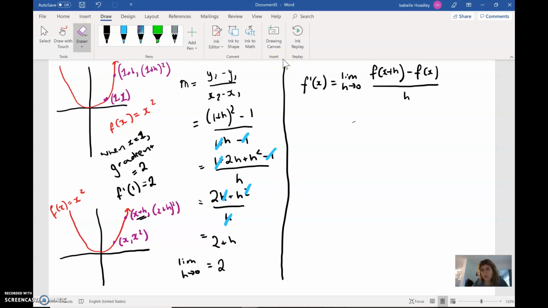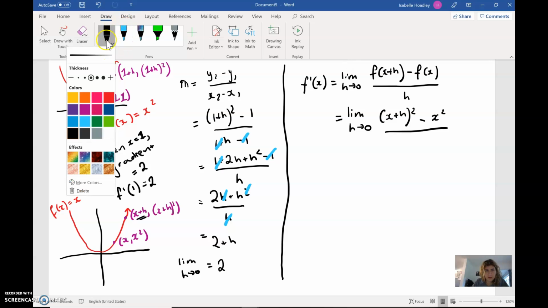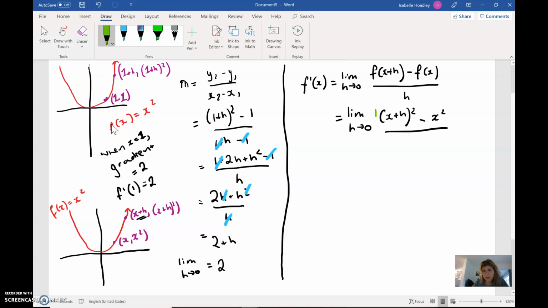So in general, when you see the first principles derivative formula, you'll see it written just as over h, but you have to remember that there is actually a plus x and a minus x at the end there. So again, this formula still comes from y2 minus y1 over x2 minus x1. From here, our limit as h approaches 0, f of x plus h, in this case, is x plus h all squared, minus f of x, which is just x squared. Again, I'll circle that so you can see where that's coming from. So that x plus h all squared comes from here.